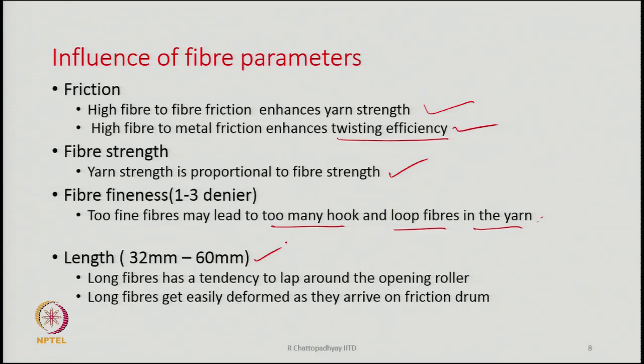Length, this is the range. Long fiber has a tendency to lap around the opening roller. This is something one has to be careful about, and long fibers get easily deformed. So, too long fibers are not really beneficial. At the same time, too short fibers also would not be good. So, we have to have a critical range of fiber length, as given, 32 to 60 mm. Within this range, it is going to give you good quality yarn.